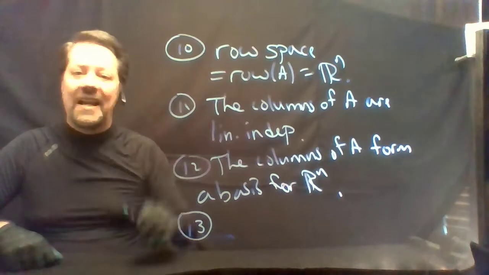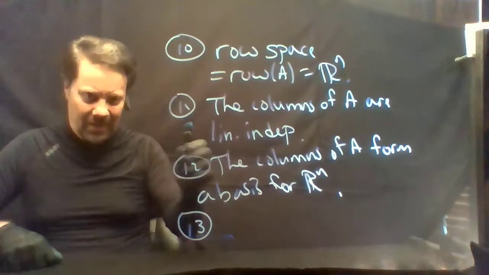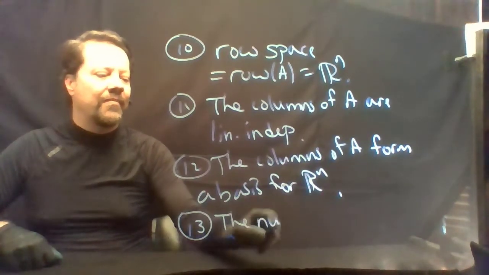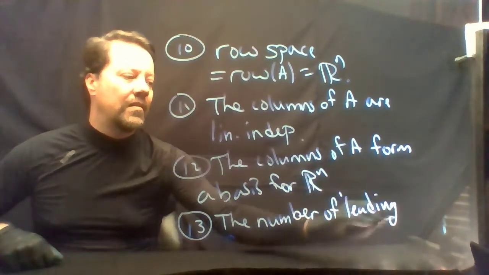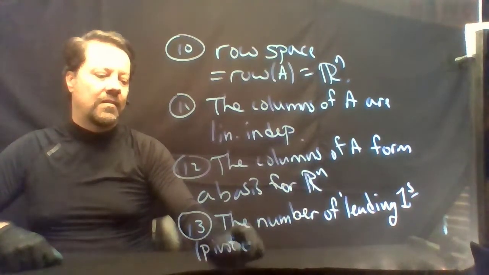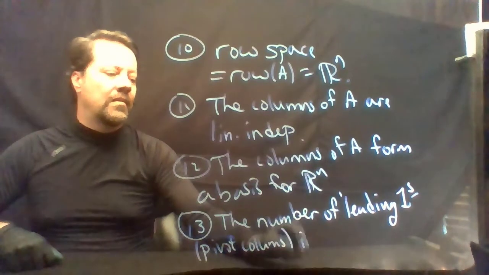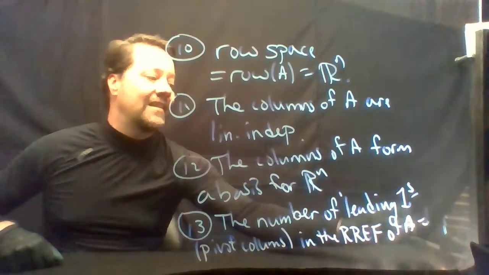Each row will have a leading one. The number of leading ones, the number of pivot columns, in the reduced row echelon form of A is n. As you can see, the number of statements equivalent to a matrix having an inverse, meaning that the matrix is non-singular, is getting pretty long.